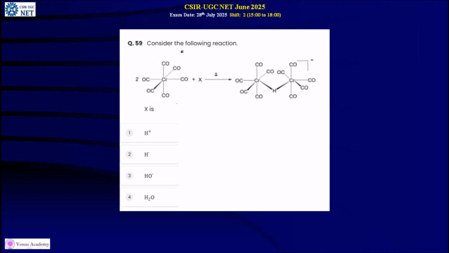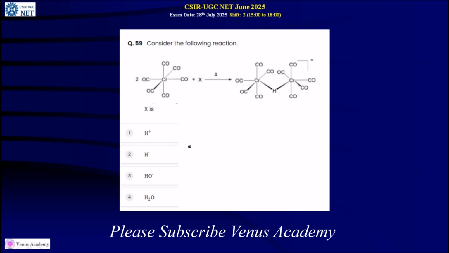Next, question number 59. Consider the following reaction. It is going to give chromium hexacarbonyl to give a dimer like this. So in the presence of heating, it is going to form in the presence of 3, that is OH minus. Option number 3 is the correct option, students.